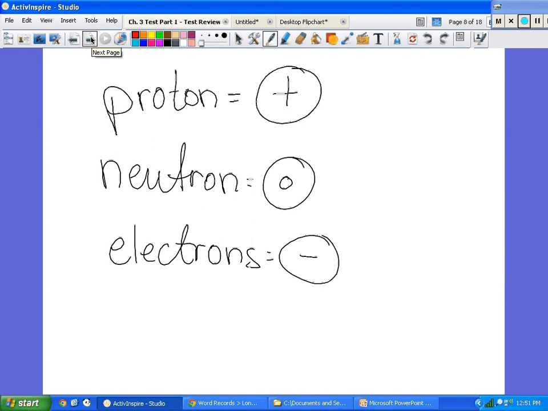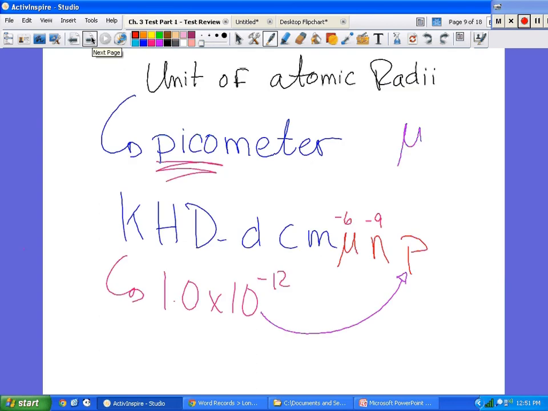Next, the unit of the atomic radii. First of all, atomic radii. What does that mean in layman's terms? Very good. Let's add that. It is the distance from the center of the nucleus to the outermost orbital. The distance from the center of the nucleus to the outermost orbital.